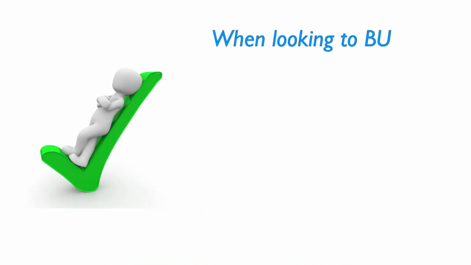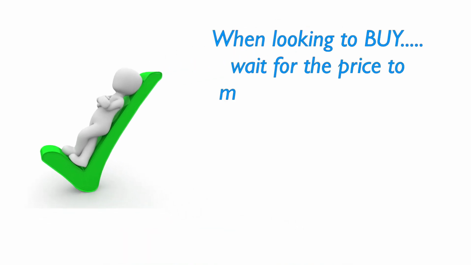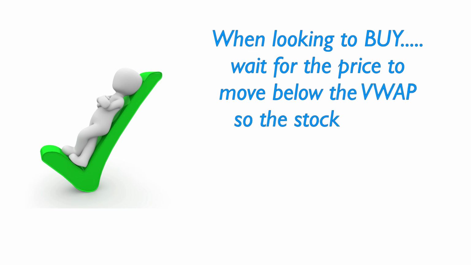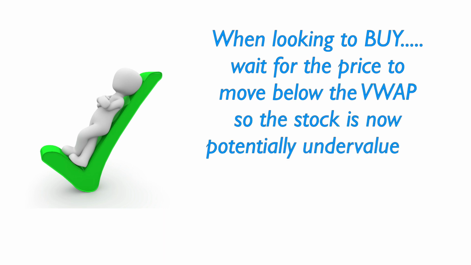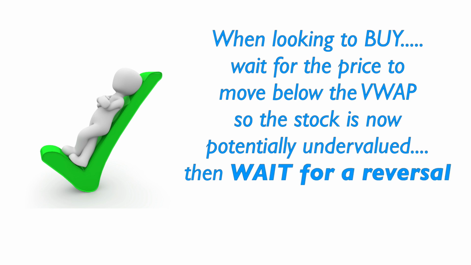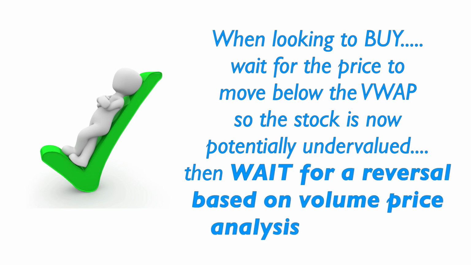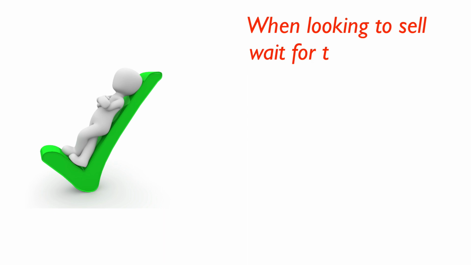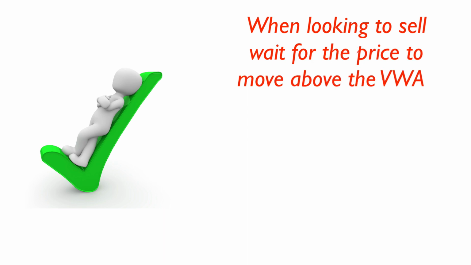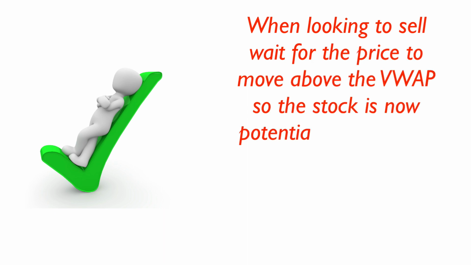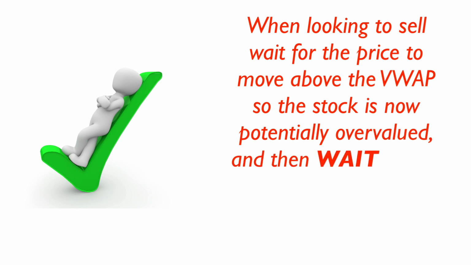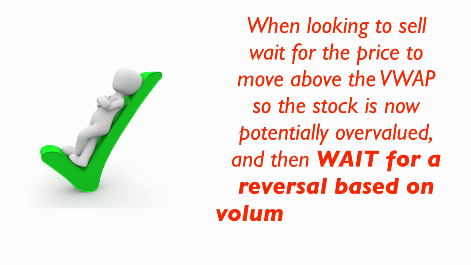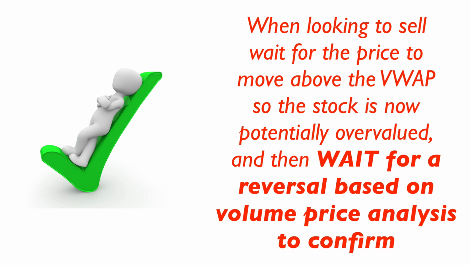The correct approach is as follows. When looking to buy, wait for the price to move below the VWAP, so the stock is now potentially undervalued, and then wait for a reversal based on volume price analysis to confirm. Then, and only then, consider buying. When looking to sell, wait for the price to move above the VWAP, so the stock is now potentially overvalued, and then wait for a reversal based on volume price analysis to confirm. Then, and only then, consider selling.